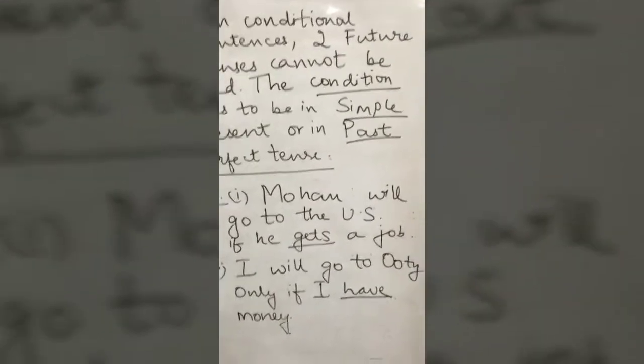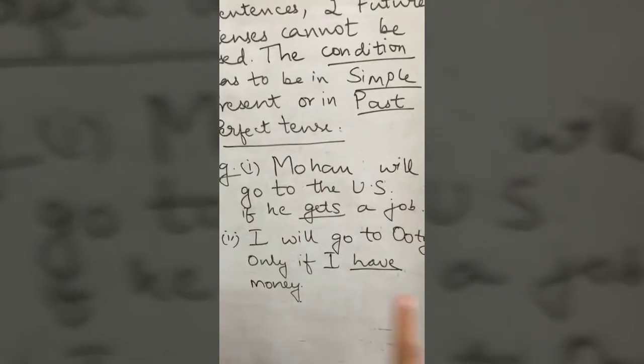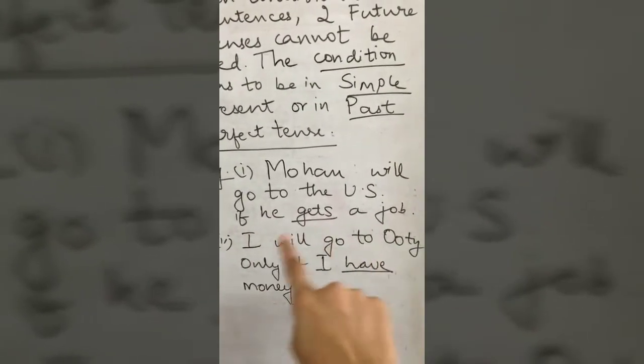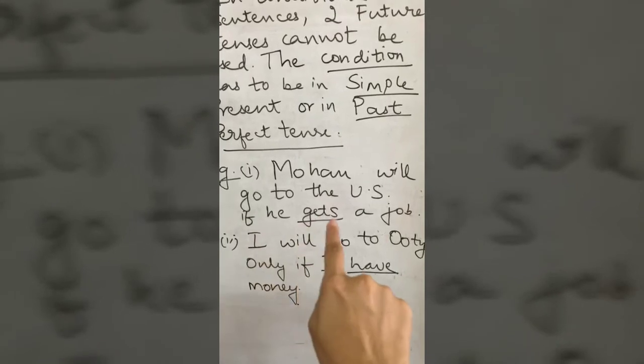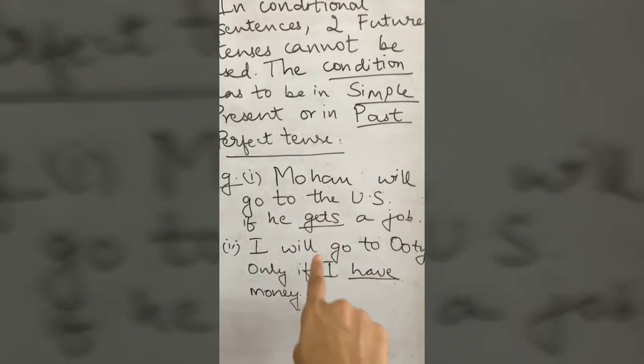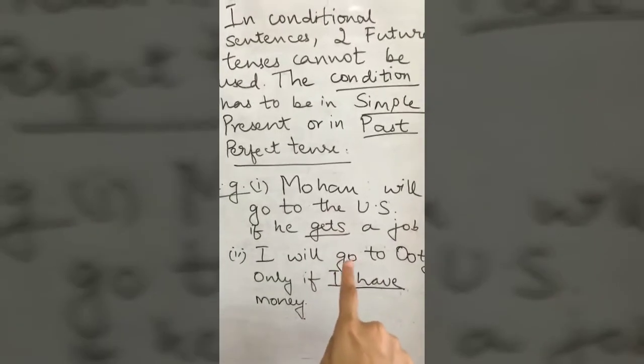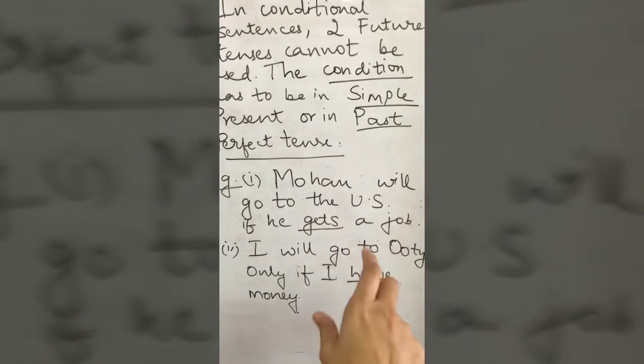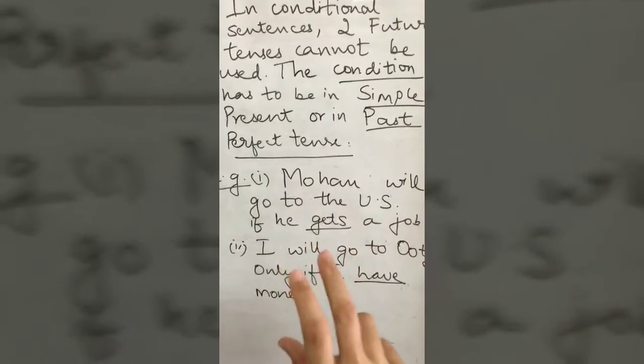So what does this rule say? This rule says that in such a sentence, we have to use the simple present or the past perfect tense in the condition part of the sentence. What is the condition part? If he gets a job. So here we cannot say if he will get a job. We have to use the simple present or past perfect. The case where we use past perfect tense we'll discuss in another lecture. Right now we'll stick to the simple present.